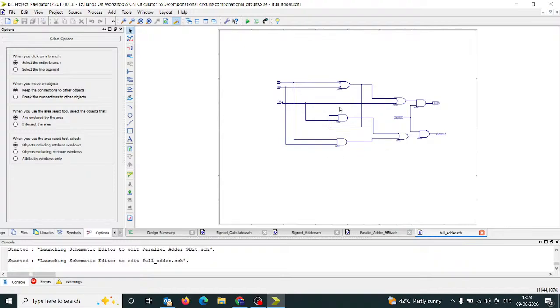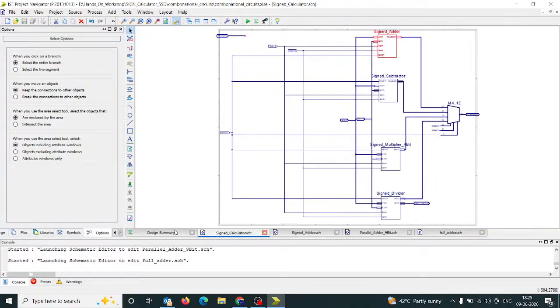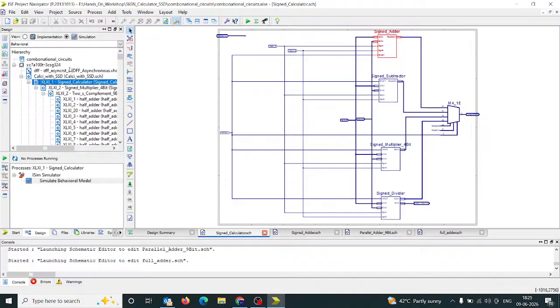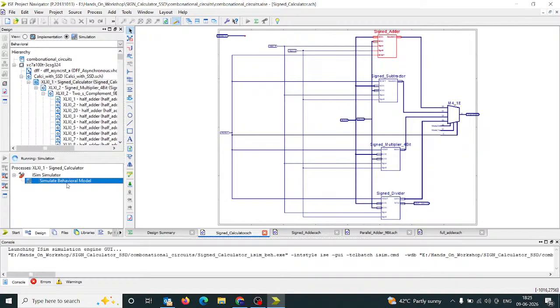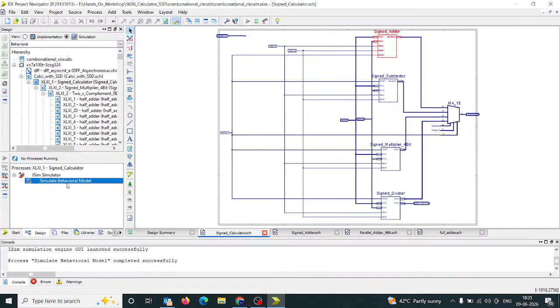So this is the 1-bit adder. This 8-bit adder is made up of 1-bit full adders. So this is your full adder, your optimized full adder. So let's come to the simulation point. Go to design, select simulation, select design, select simulate behavior model, run. We are going to verify our design.